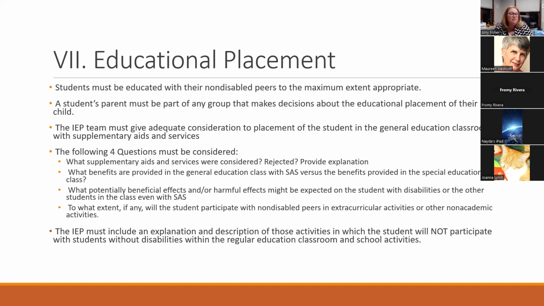The IEP team must give adequate consideration to placement of the student in the general education classroom with supplementary aids and services. And we talked about supplementary aids and services in the last section, SAS. Those are supports that happen in general education. IEP teams are expected to discuss if this child was in general education, are there appropriate supports that we could bring in to that classroom to help this child be successful?